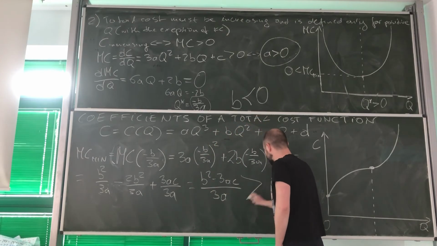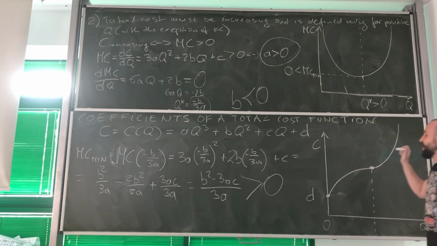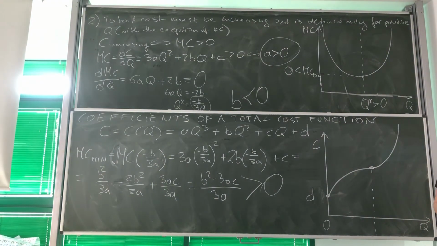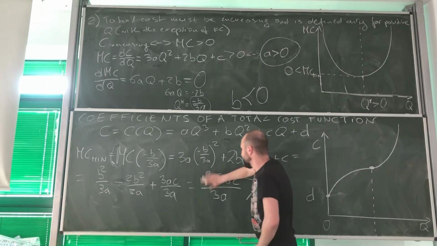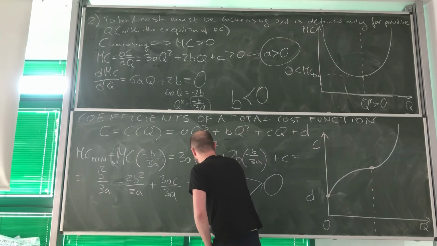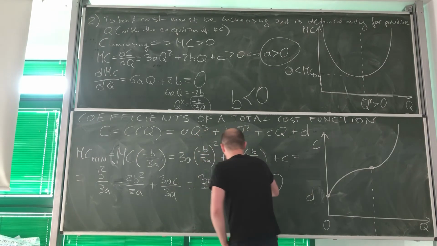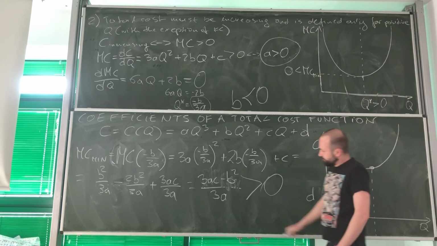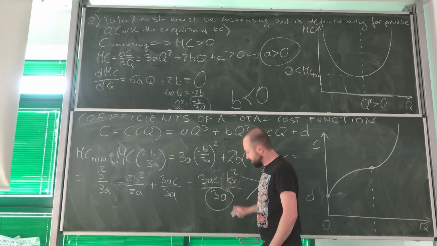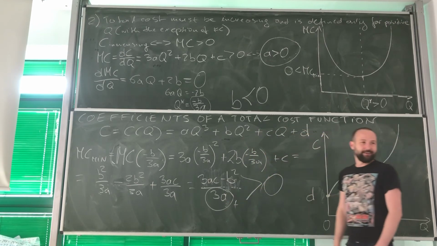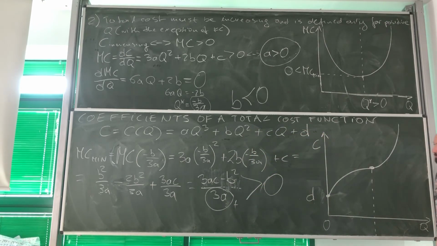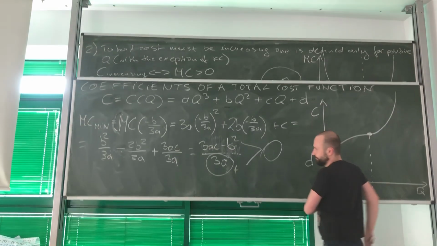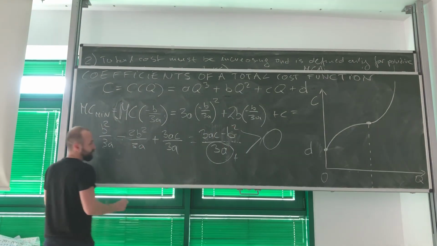Now this needs to be positive. Oh my god, I'm sorry. Of course, the other way around. 3ac minus b squared. Now, we already know that a is bigger than 0, right? So the denominator is already bigger than 0. But what we need to have now is that the numerator is bigger than 0.